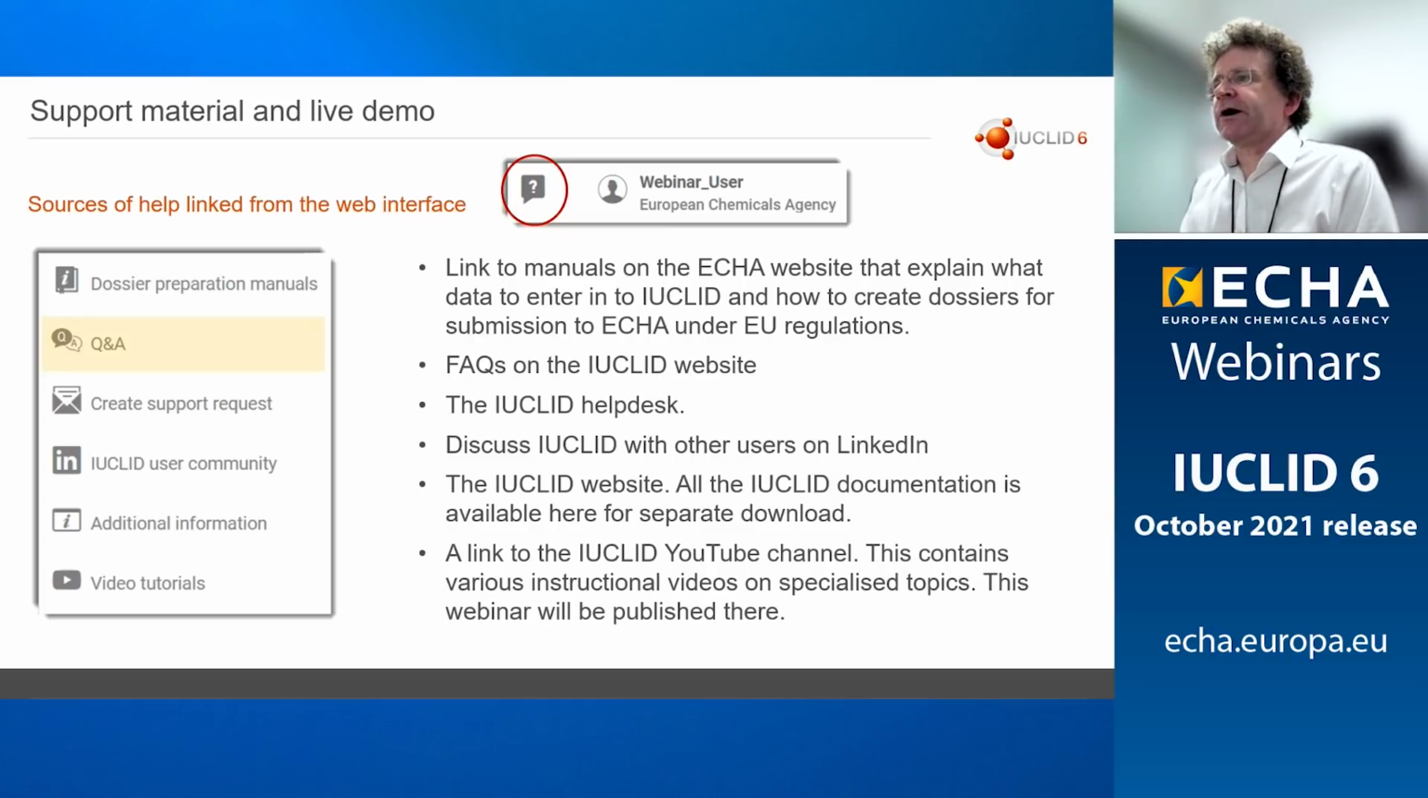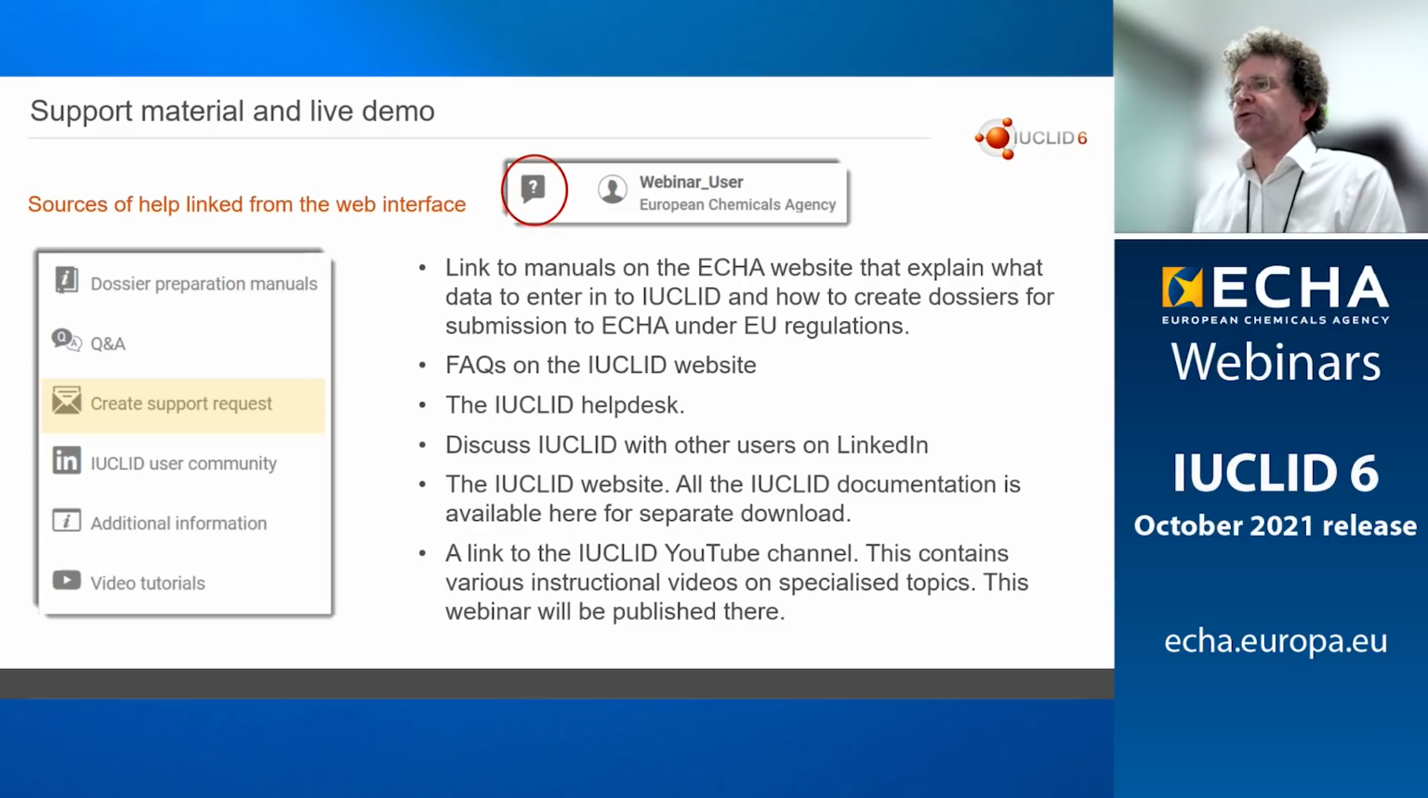Next is a Q&A icon. This is FAQs on the Euclid website. So before creating a support request, which you can do here, then you should check the FAQs just in case your question has already been answered. And that is a link to the Euclid help desk. Then we also have a link to LinkedIn, where you can discuss Euclid with other users of LinkedIn.